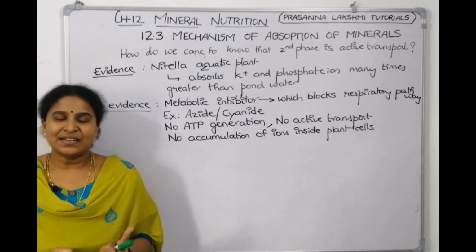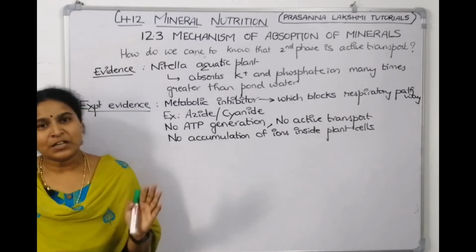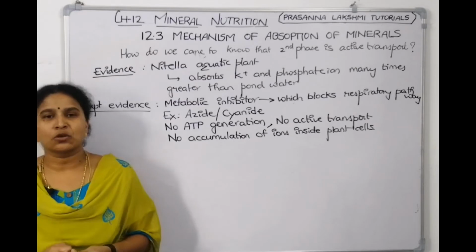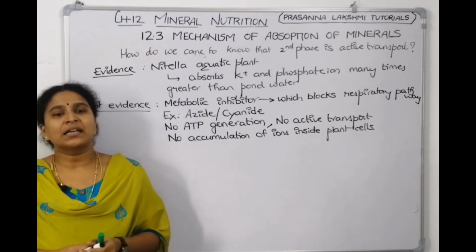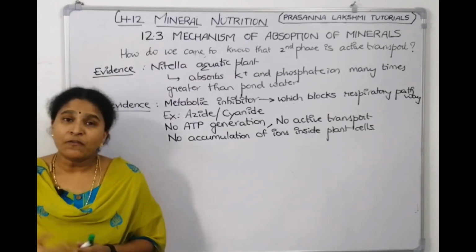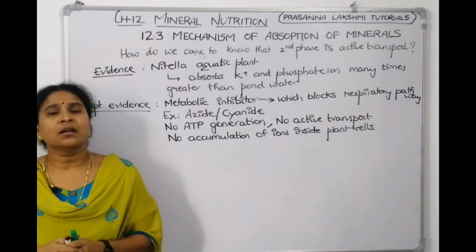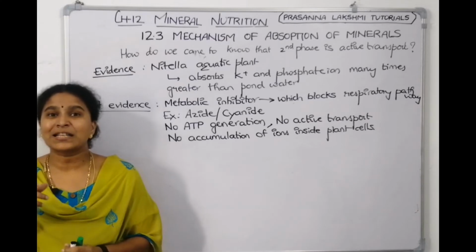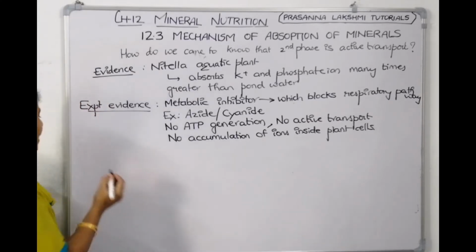Understood, children? Understood till here? So we understood the first phase of mineral absorption. We understood the second phase of mineral absorption also. And then in NCERT they tell about the movement of ions across the membrane. The simplest movement of ions across the membrane is called flux. We use a word called flux.